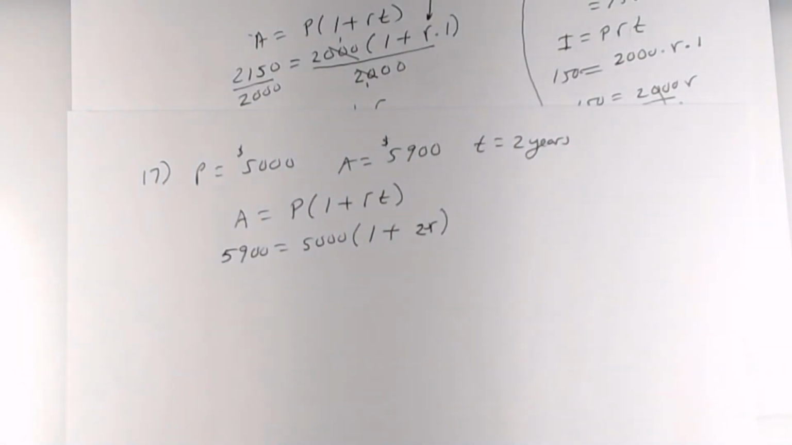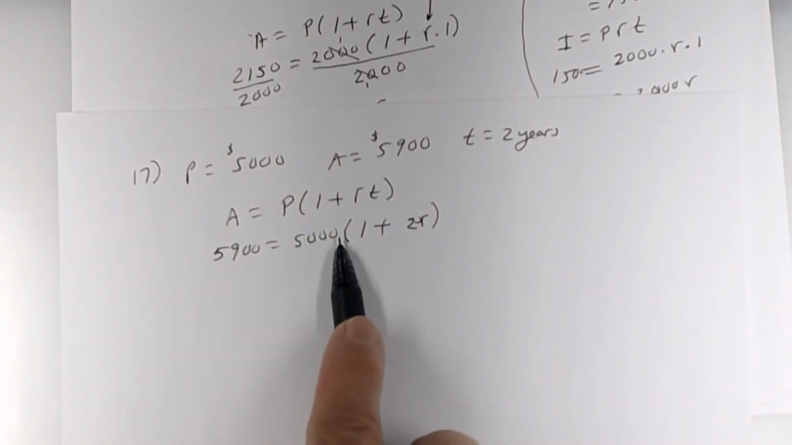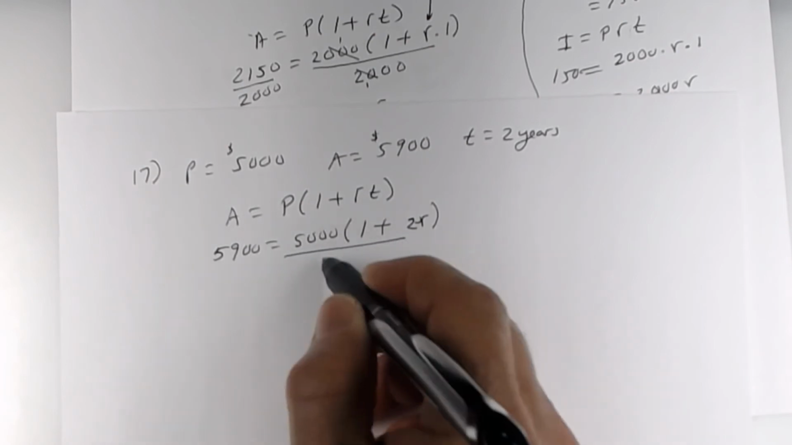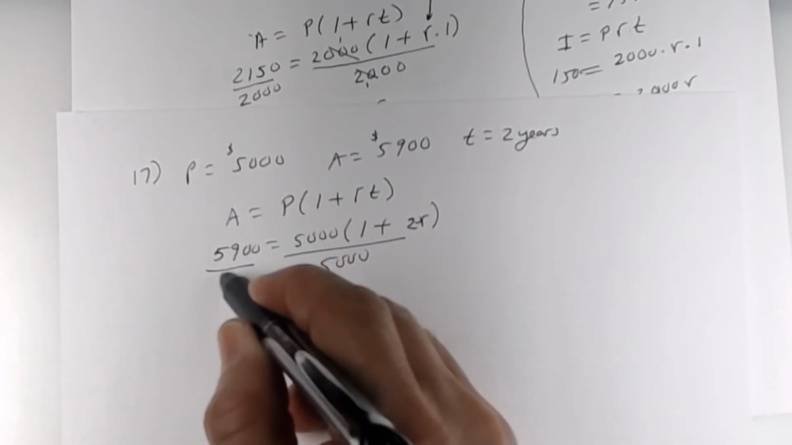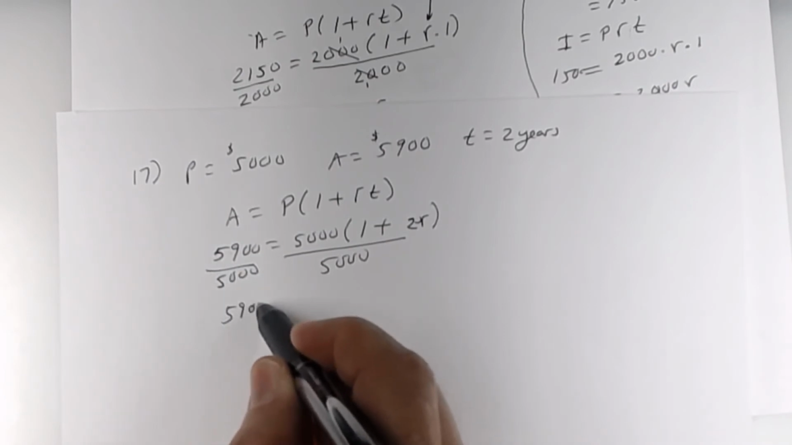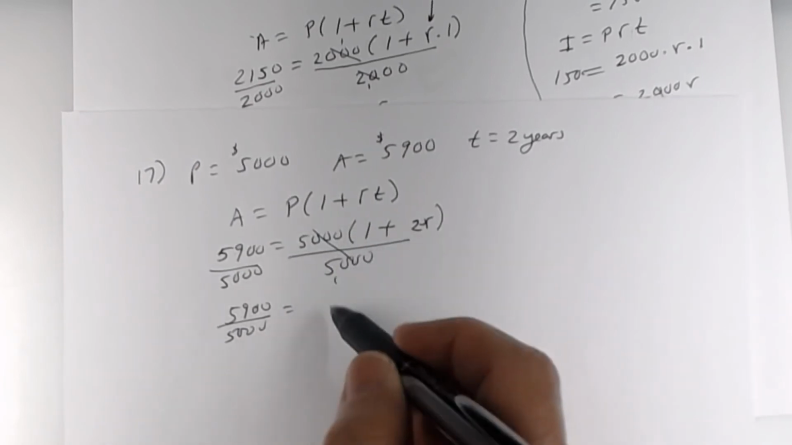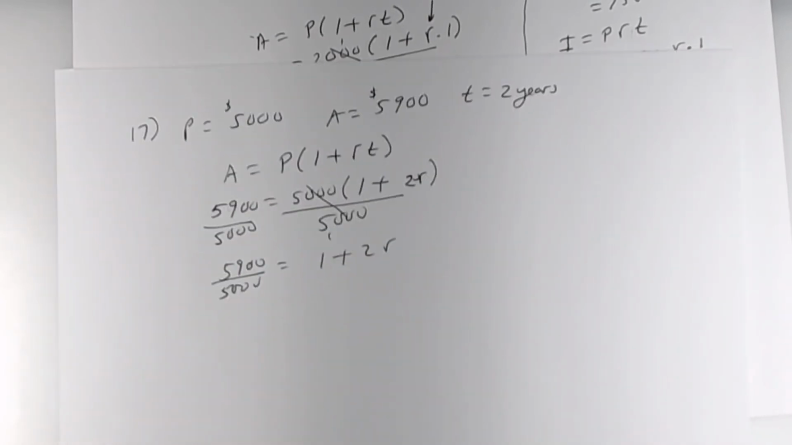Okay, now think about the process we went through to get R by itself. You first of all got to get rid of this 5,000. Right now, I'm multiplying by 5,000. What's the opposite of multiplying by 5,000? Divide by 5,000. Okay, so let's do that first. So I get 5,900 divided by 5,000 equals, okay, these divide out, you're left with 1 plus 2R. Just like the previous one, if you compare it to the previous one, same idea.